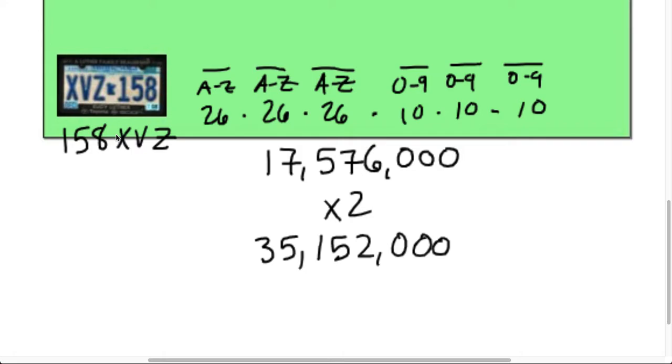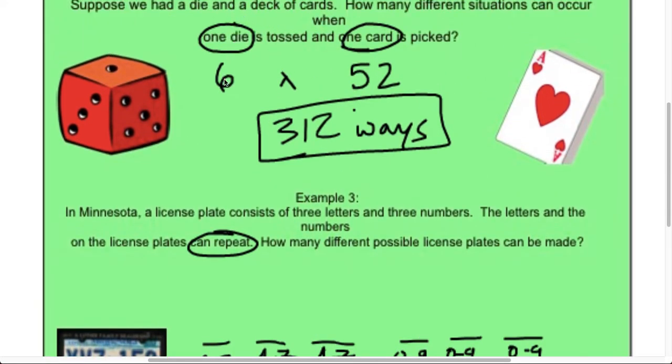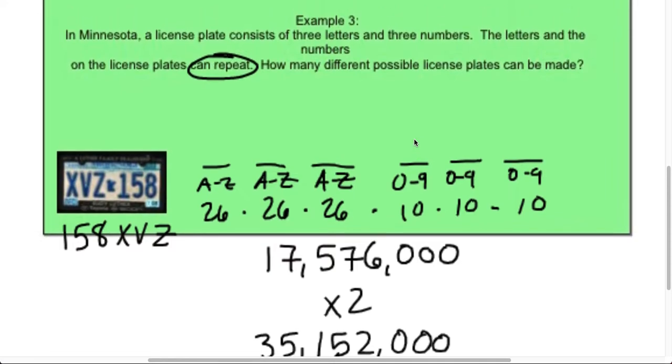And that doesn't include the Boundary Waters license plates and different things like that. So that doesn't include those types of license plates. But for your normal standard, there are 35 million possibilities. Okay? Again, in both of these examples, you're choosing one number from the die, one card. So you just do 6 times 52. One letter goes in each spot, you can repeat. One number goes in each spot. And so you just multiply the number of possibilities. Okay.